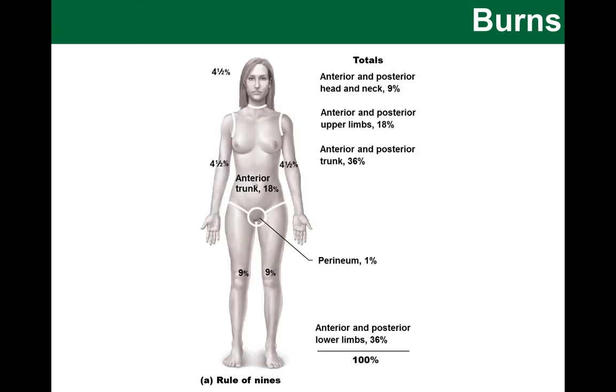So, because the extent of the area burned is important, we have something called the rule of nines to classify how much of one's body is covered by the burn. In this approach, the body can be divided into 11 areas, each of which represents 9% of the body surface.